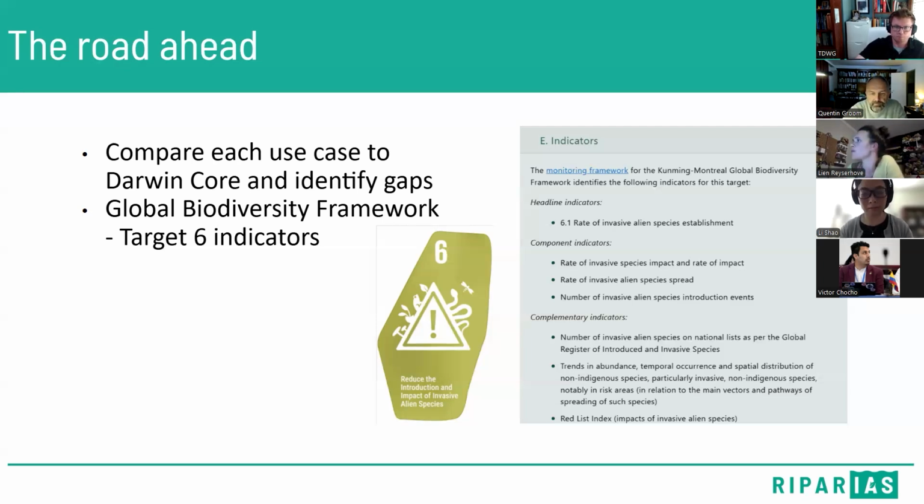I was also wondering, I'm on the CBD online forum, also about invasive alien species, and it was mentioned that impact is another important element that's missing from the Darwin Core standards. I don't have too much experience with that at this point, but I know there's the ICAT, but there's not an option to include ICAT information into Darwin Core, right? Or am I wrong?